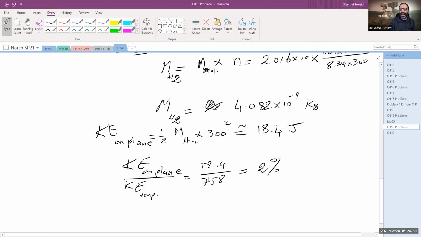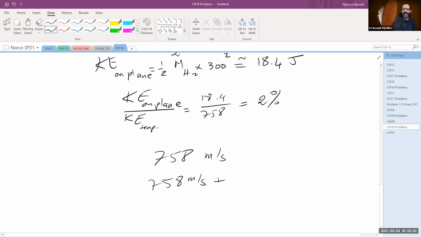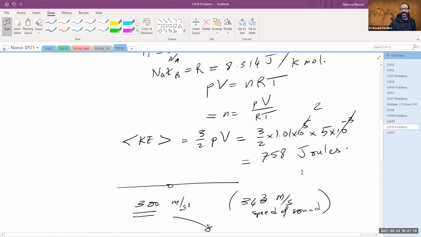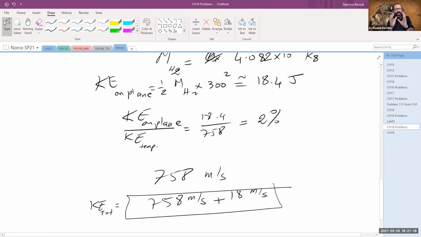Obviously, what we're saying here is that before the plane, it was moving 758 meters per second. When you put it on the plane, on average, it's going to be 758 meters per second plus this 18 meters per second. So that means that the energy overall has gone up by this fraction, which is 2%. This is the total. Does this mean that its temperature has gone up? The answer is absolutely not, because the 758 in here is due to random motion. This is not random motion anymore. This is all of the gas moving in one direction.